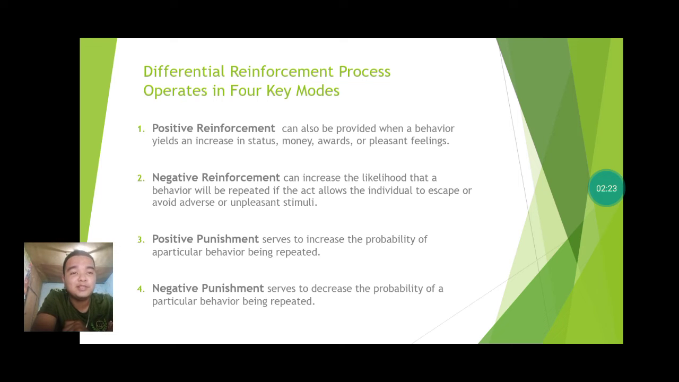Positive punishment serves to decrease the probability of a particular behavior being repeated. When you add a consequence to undesirable behavior, you are using positive punishment. This is done to make it less appealing when your child ignores their responsibilities. One example of positive punishment is adding more chores to the list.